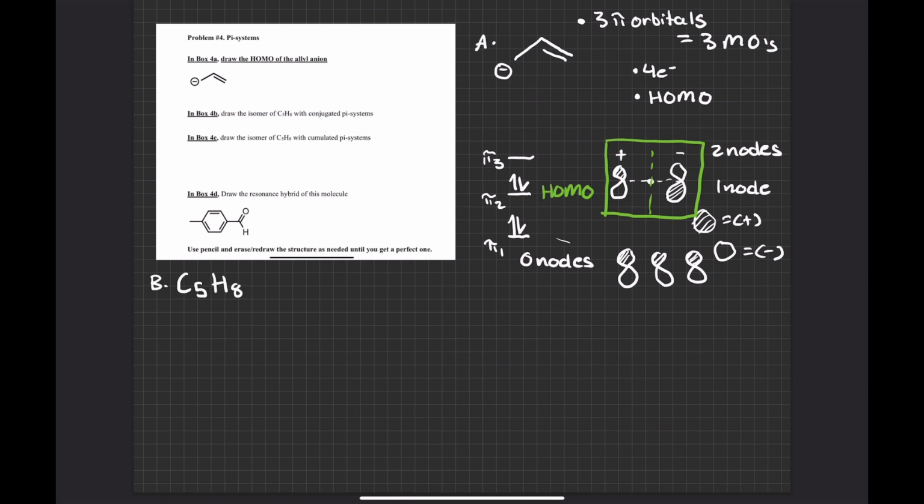4b asks us to draw the isomer of C5H8 with conjugated pi systems. So first, let's just identify what a conjugated pi system is. So a conjugated pi system, for example, would be something like this. So you have 2 pi orbitals that are free to communicate with one another, and there's no interruption between the communication by an sp3 atom.